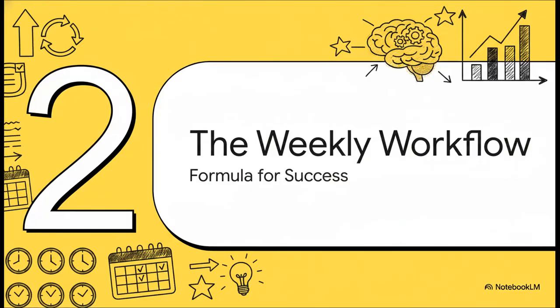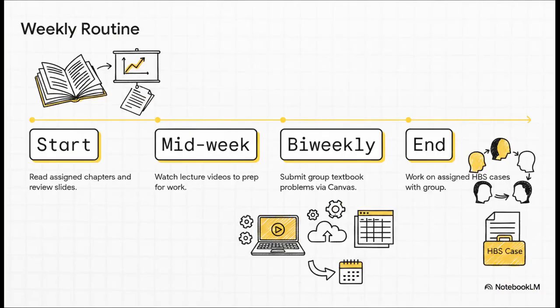Moving right along to Section 2, the weekly workflow. Consider this your formula for success. ACCT 503 operates on a really predictable, recurring weekly heartbeat. Establishing this routine right now is absolutely going to save you massive amounts of time and stress later on. Here is your chronological workflow.